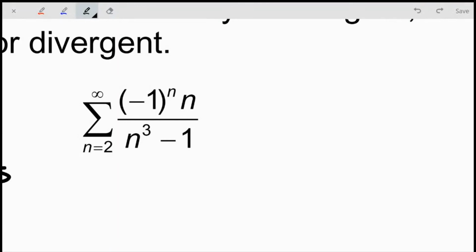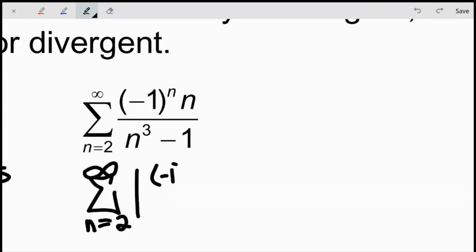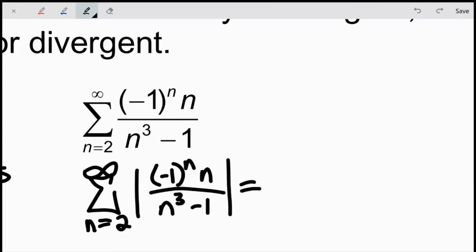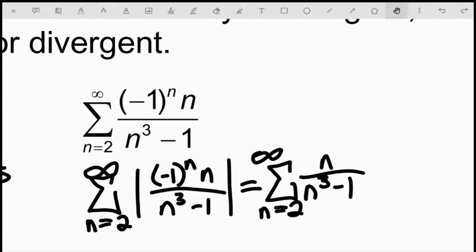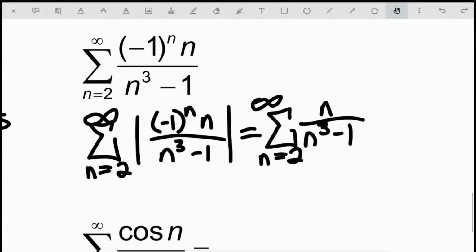So what I'm going to do here is I'm going to look at this series from 2 to infinity. I'm going to take the absolute value of this, -1 to the n over n cubed minus 1. And that's the same as now having this series from n is 2 to infinity, n over n cubed minus 1. Now remember when we were doing all that stuff with limit comparison and I said there's going to be situations where we want to be able to do these in our head? This is a good situation.